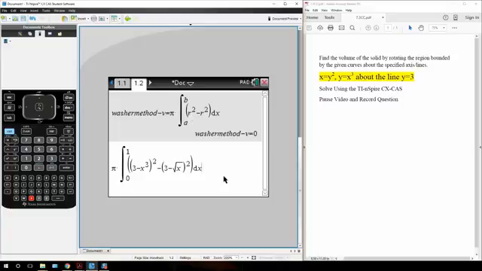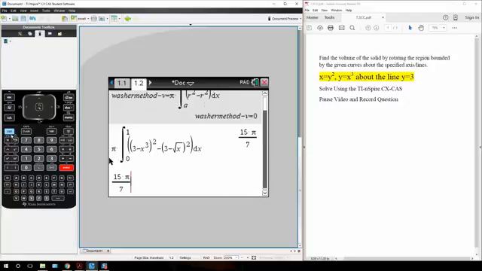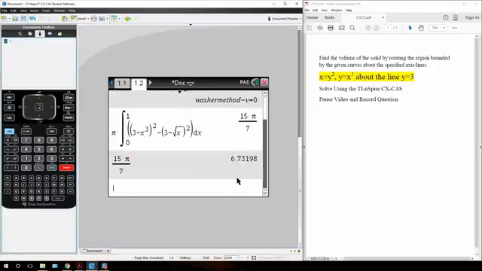Now we simply hit enter. And we want an approximation for our volume. So we do control enter. And our volume is about 6.7. And that's all we need to do.